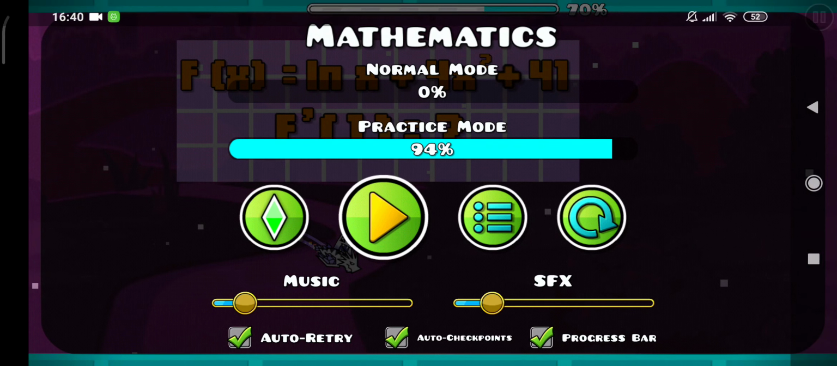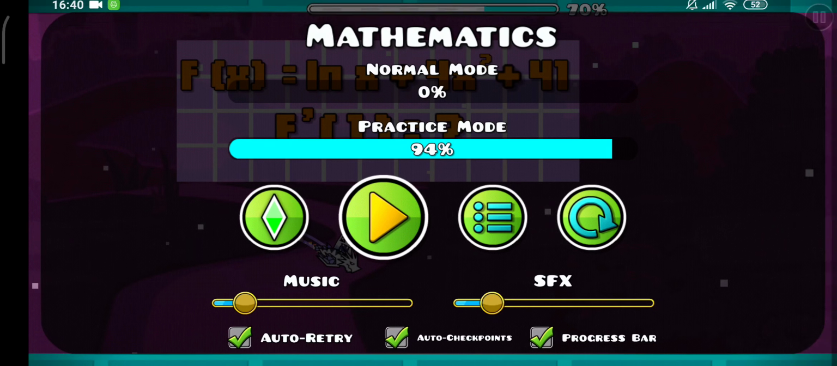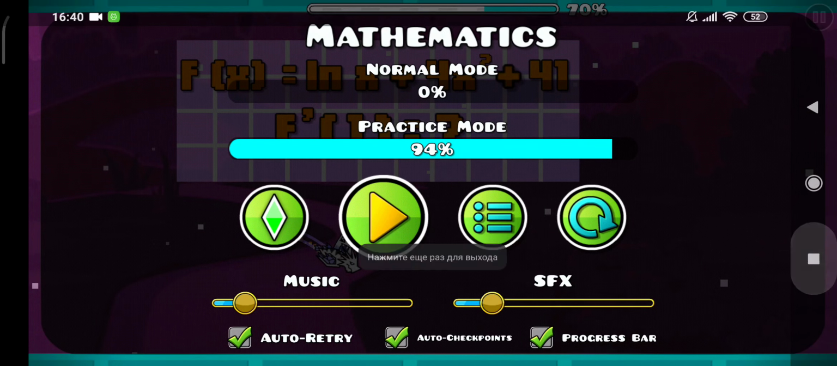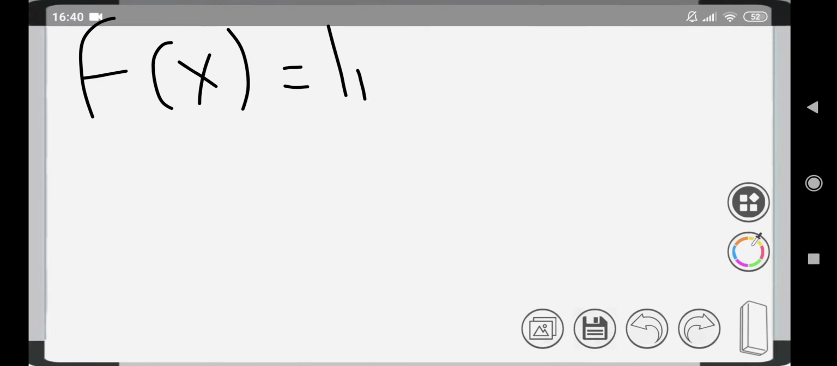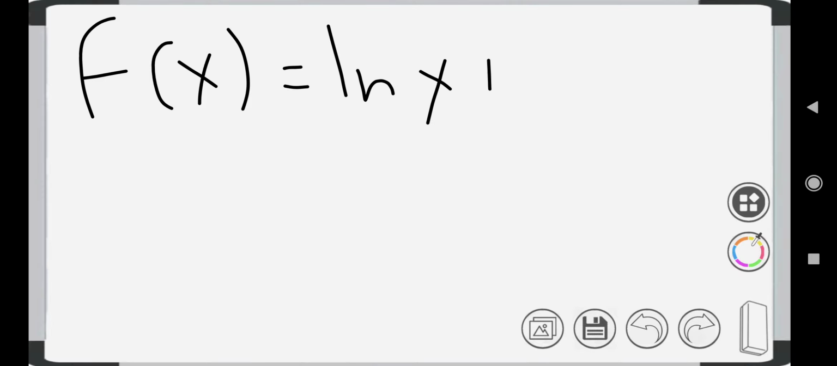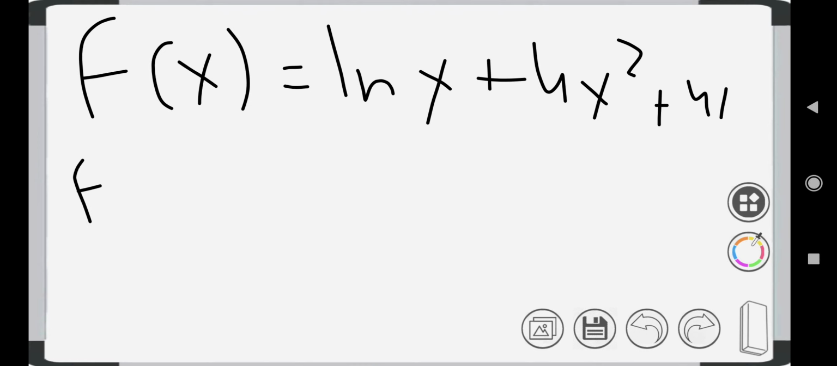Okay, here we have another interesting equation. We have a function and we need to find its derivative and what value it has at x equals 1. Let's rewrite our function. It is the natural log of x plus 4 times x squared plus 41. Let's find the derivative first.